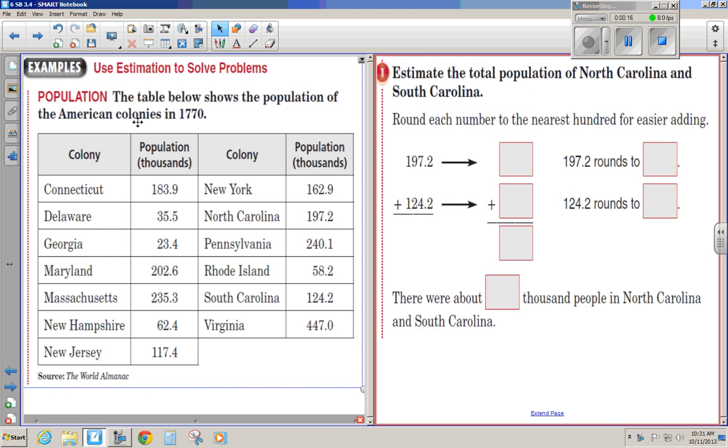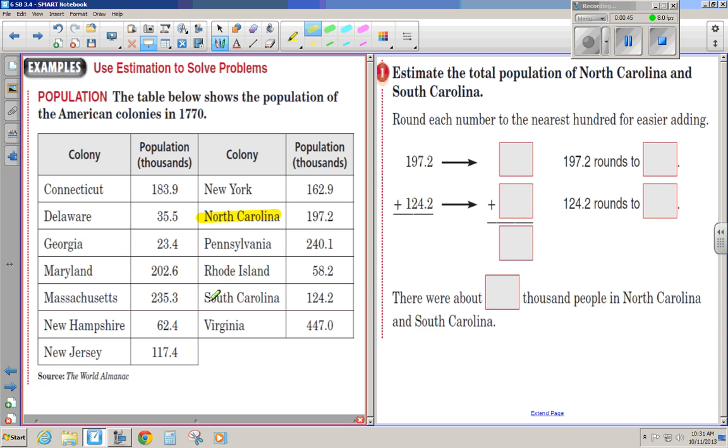You can see that this is a population table, and the table below shows the population of the American colonies in 1770. So these are the American colonies, and here was the population in thousands. Now, example 1: estimate the total population of North Carolina and South Carolina. So we're going to do some estimating to help us make sure our answer is possibly correct.